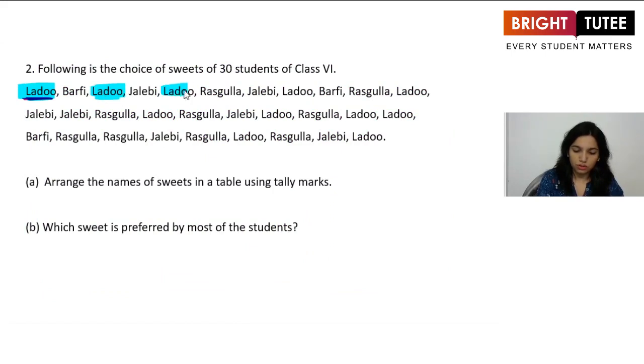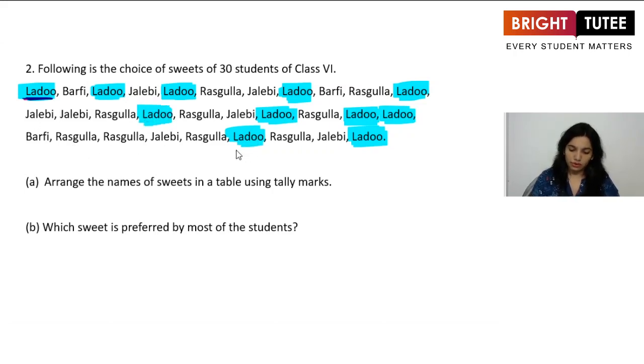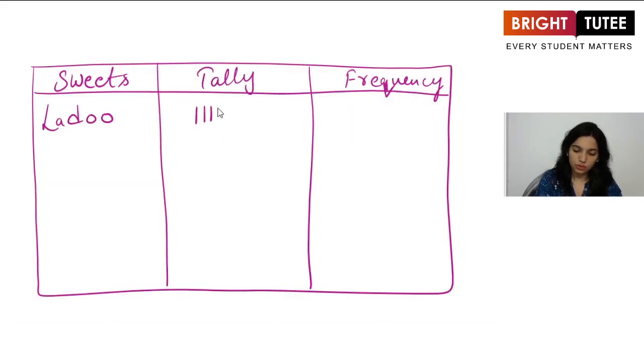Laddu, laddu, laddu here, here as well, here, here comes twice, here, okay, one more. Okay, so I think this is done. We have marked all the laddus. So how many laddus do we have? 1, 2, 3, 4, 5, 6, 7, 8, 9, 10, 11. So let me just confirm it again. Okay, so it is 10 and 11. So let us write the frequency as 11.